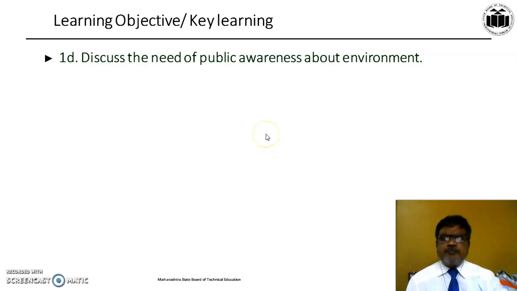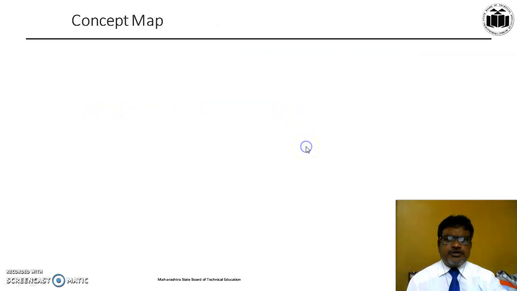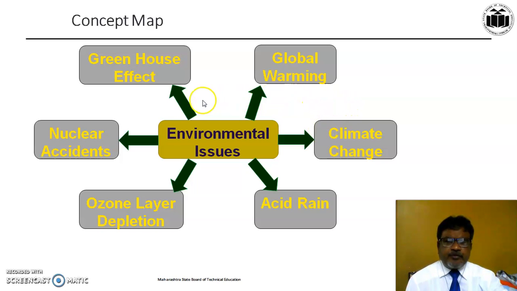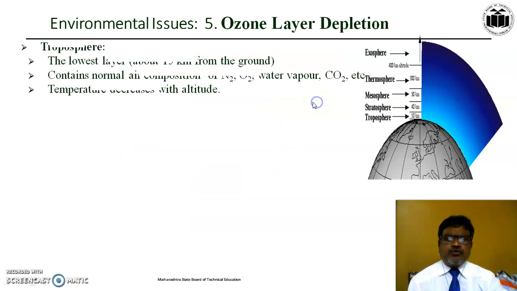The learning objectives of today's lecture are to discuss the need of public awareness about environment (1D), and to describe various environmental issues (1E). In the last period we studied greenhouse effect, global warming, climate change and acid rain. In today's lecture we have to study ozone layer depletion and nuclear accidents from this concept map. So what is ozone layer depletion? This is the atmosphere, where various layers are shown in the figure.